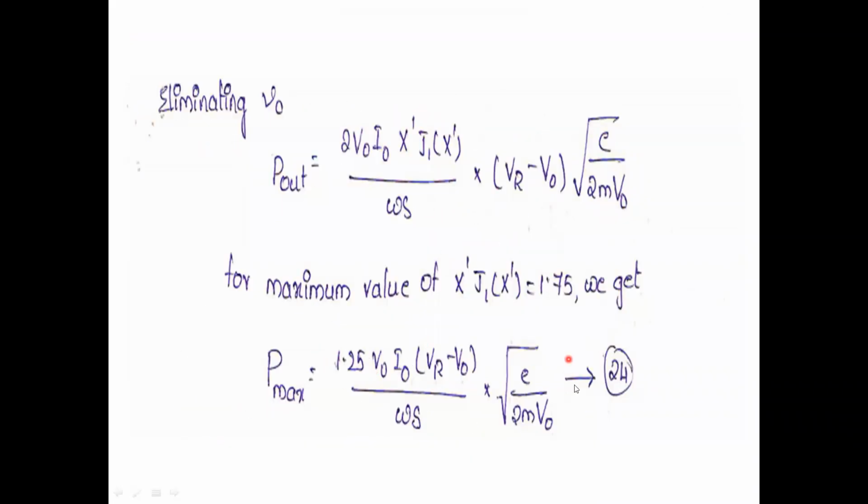So this is the maximum power generated by the reflex klystron. This is the maximum value of the equation format for reflex klystron: 1.25 V naught I naught multiplied by VR minus V naught numerator term divided by omega into s multiplied by square root of E by 2m V naught. Take snapshot for this slide also, maximum power.